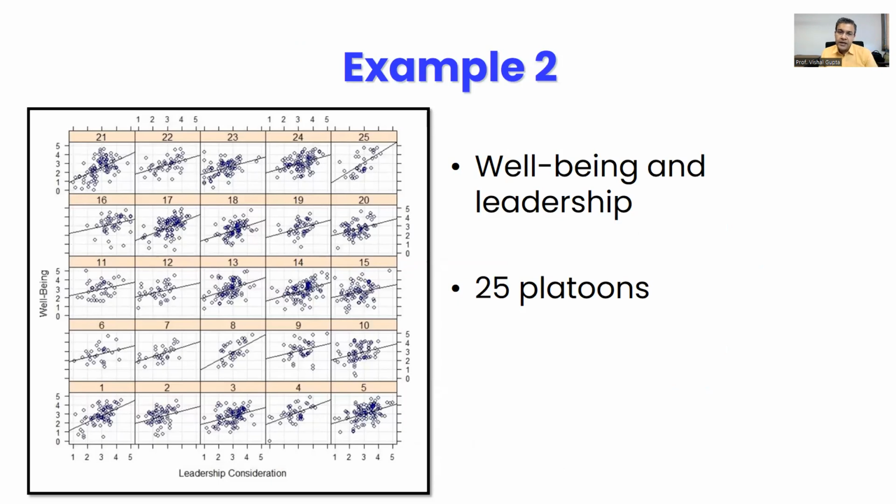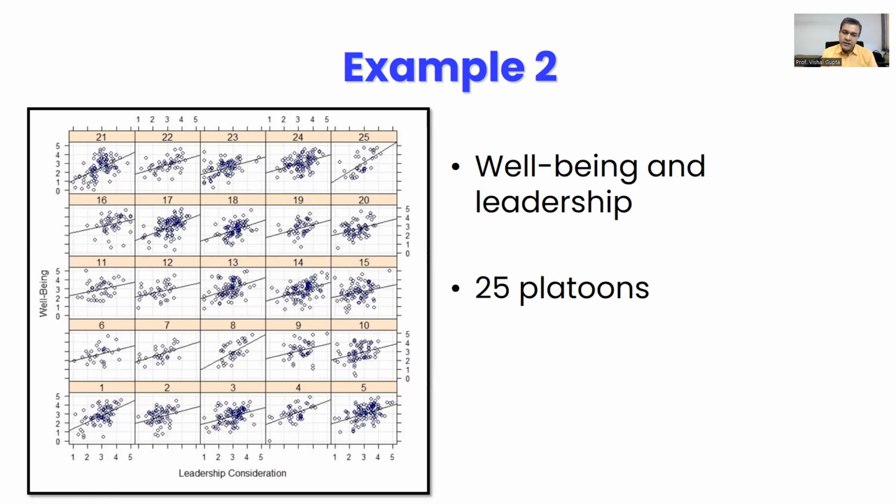This is another example that I have taken from the Bliese PDF that we will do as well. Now you see, this is a relationship between well-being of a cadet and the perceived leadership, or leadership of the platoon. And this is plotted for 25 platoons. The data that we will work on is taken from a military setting. So there are 25 platoons, and you have observations, people nested under different platoons. Now if you see, this is a plot. We will make this plot as well in R.